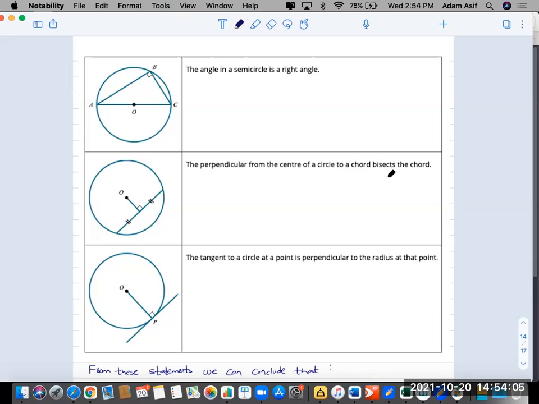What do we understand by the term bisect? It's going to divide the chord into two equal parts. So if you drop a perpendicular from the center to the chord, it is going to bisect the chord. And then the last property, the tangent to a circle at a point is perpendicular to the radius at that point. So if you have a radius and you have a tangent at point P, the tangent and the radius are going to be perpendicular. Clear? समझ में आ गया? Okay, so these are the three properties.